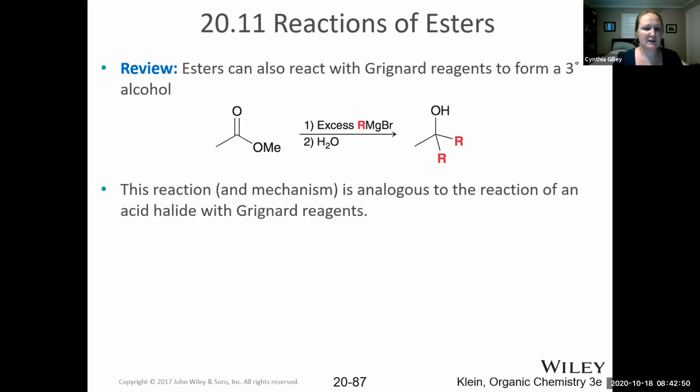Another review reaction, recall from the alcohol chapter that we can produce tertiary alcohols from esters using Grignard reagents. And because we're going to incorporate 2 equivalents of the Grignard reagent, we do need excess Grignard reagent followed by a water or acidic workup.